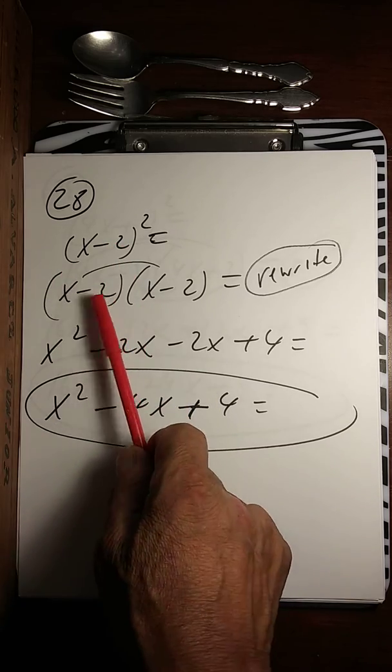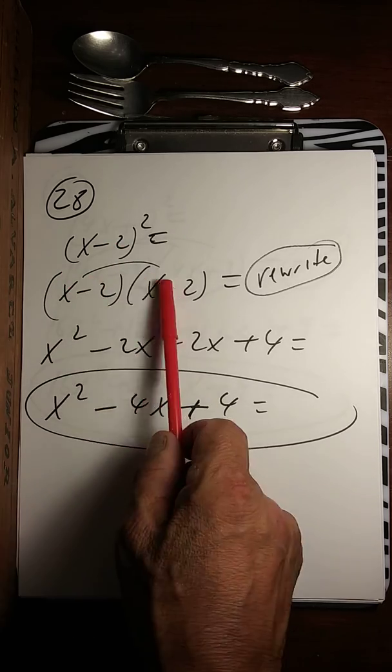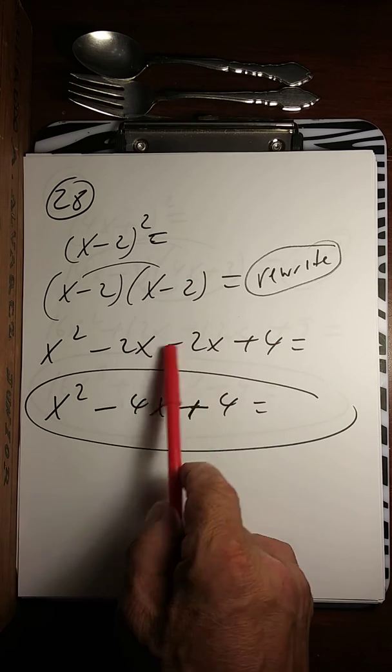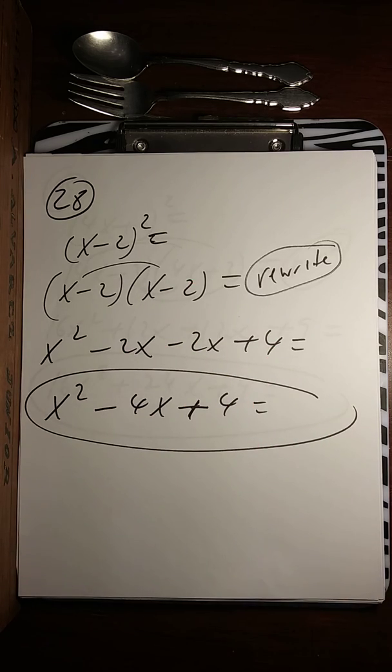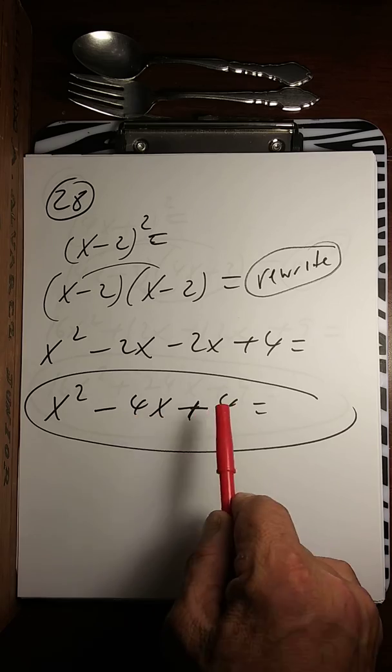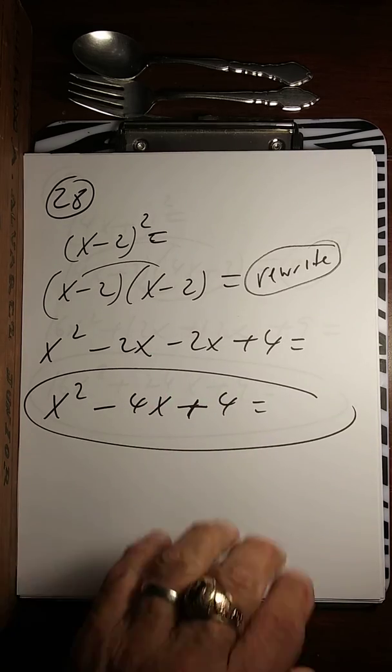X minus 2 squared. Do it twice. X times x squared minus 2x plus 4. These are gone. Are they gone? Yep. Let's cancel them out. Nope, they're not gone because it's a negative and negative, so it's going to be x squared minus 4x plus 4. They stay.